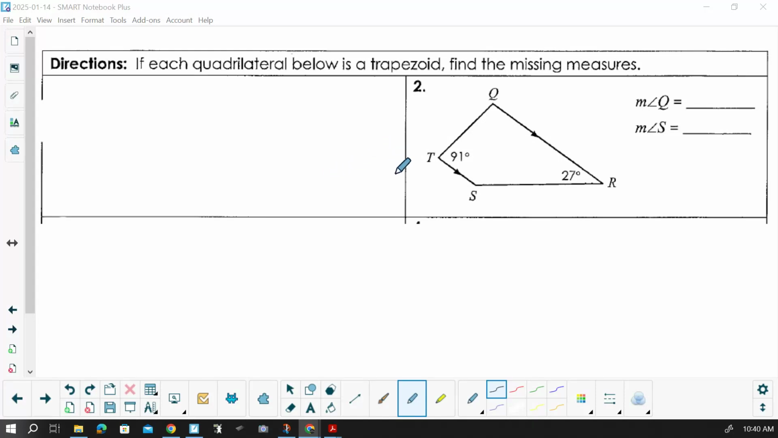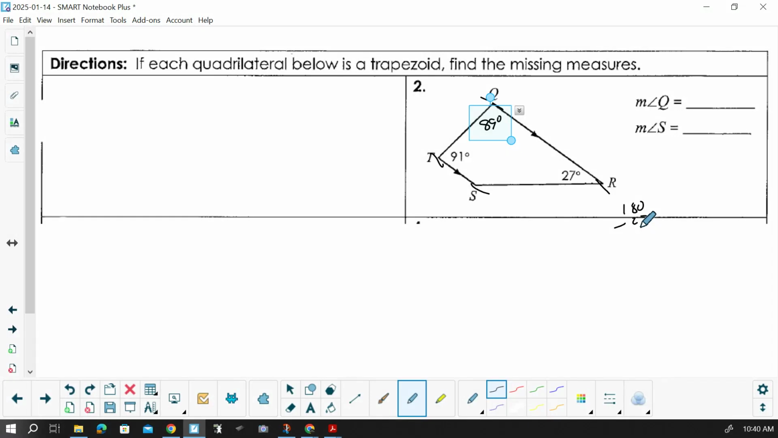Okay, this is pages 11 to 13 practice questions. Here's a trapezoid. Trapezoids between the two parallel lines, they add up to 180. So this would have to be 89 degrees because 89 plus 91 equals 180, right? Parallel line between those two, right? Same thing here. Parallel line, 180 minus 27.